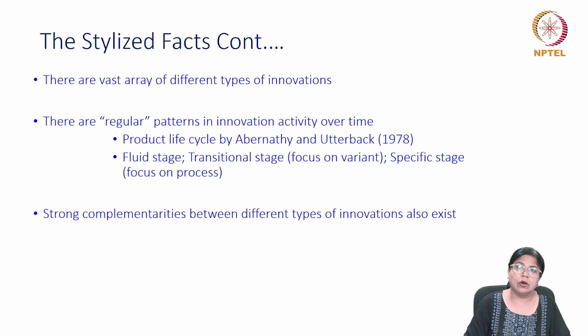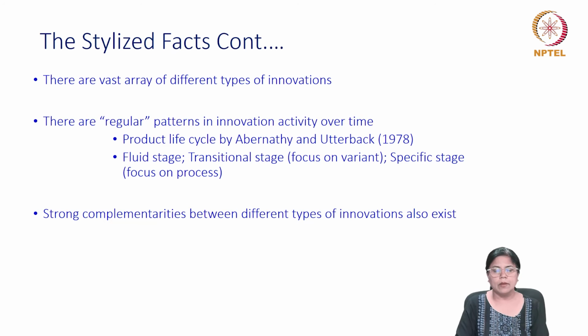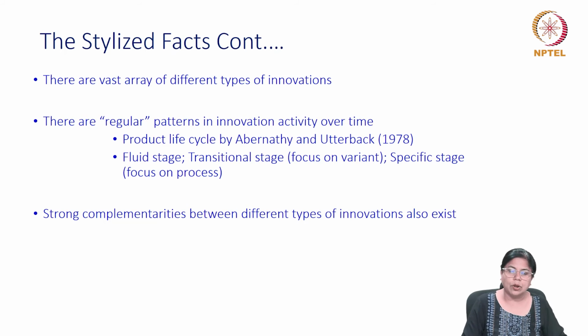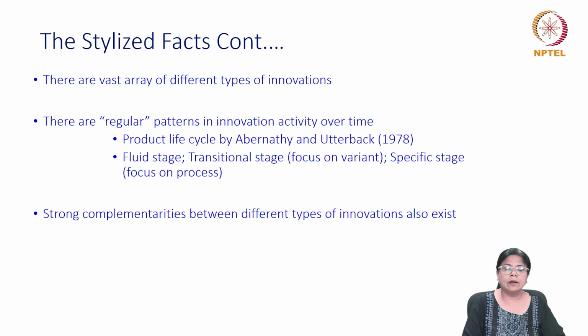Now, this vast array of different types of innovation comes not only from the motivations for which somebody is innovating, but also from the kind of resources you are engaging with in innovating that particular product or process. Economic literature has also talked about regular patterns in innovation activity. In fact, different types of models have been devised to understand these patterns in innovation. To begin with, a very influential one is the product life cycle given by Abernathy and Utterback as early as 1978.